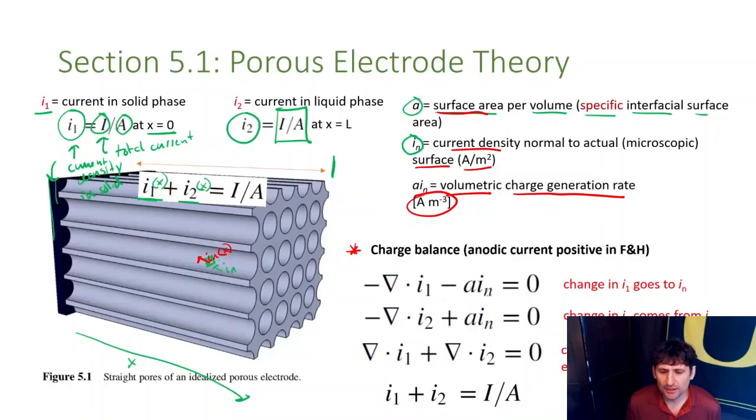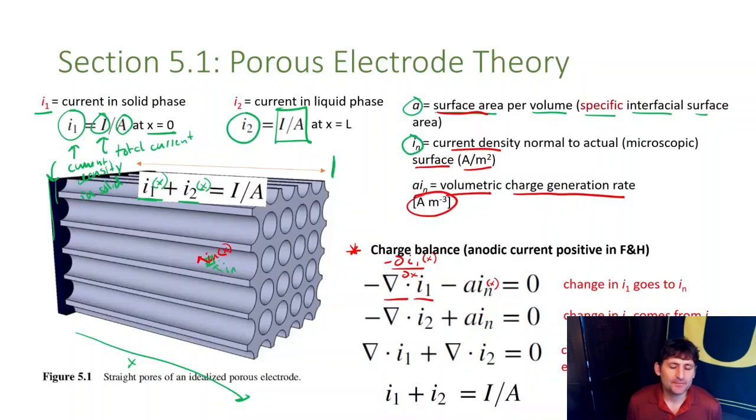So the first equation says that the change in the current in the solid, so in one dimension, this is just negative di1/dx, right, in one dimension. So the negative of the change in the current in the solid is equal to the negative of the volumetric charge generation rate. And these are all functions of x. Okay, so this is a little confusing, but what does this really mean?